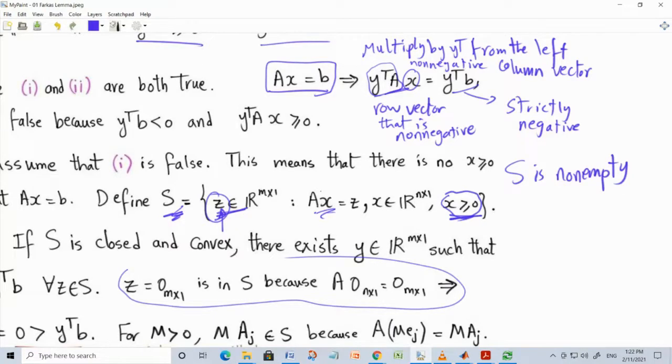Regardless of what matrix A is, if you multiply A by the all zero vector, you get the all zero vector. So the all zero vector is living there, so S is non-empty. Now, if S is also closed and convex, you see where I am going. I'm trying to make use of the separation theorem I mentioned in the previous lecture.